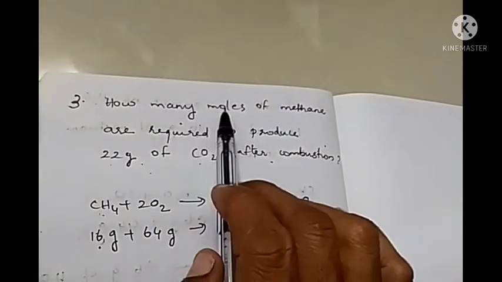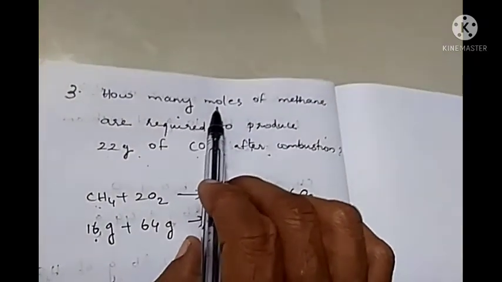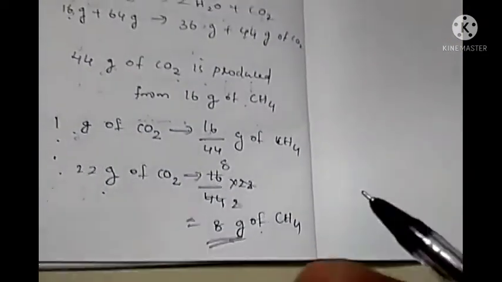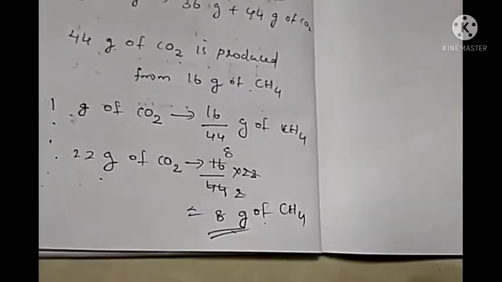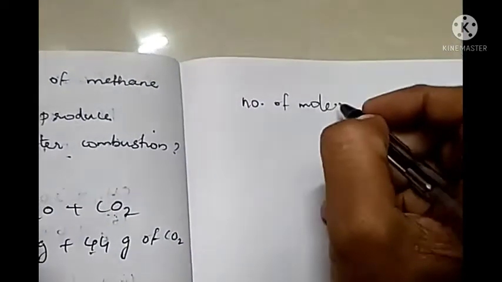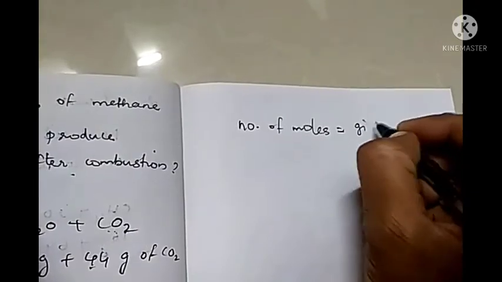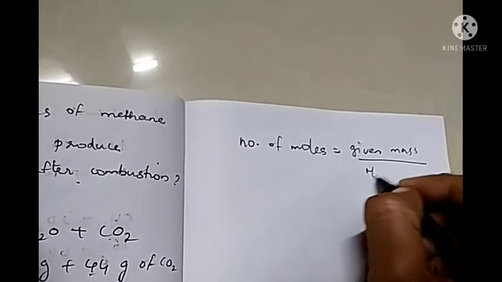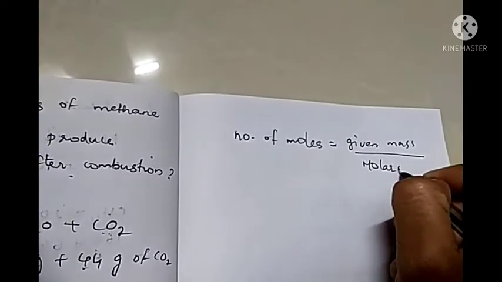But in our question, the mass is not asked. We have to calculate the moles, number of moles. How many moles of methane are required? Here we got the mass of methane and this mass we have to convert into number of moles. What is the formula for that? Number of moles is equal to given mass divided by molar mass or molecular mass.